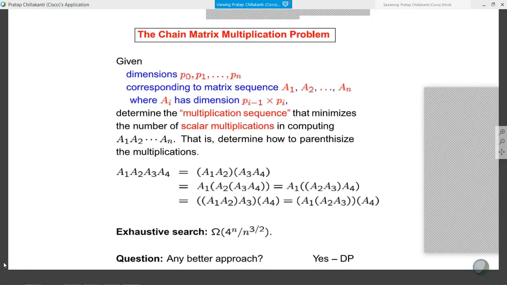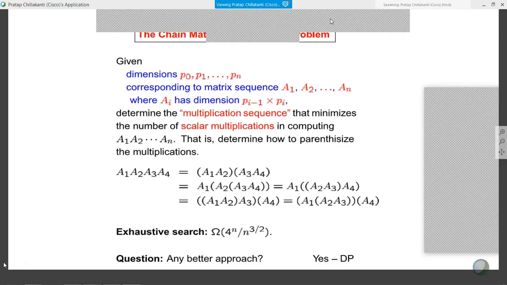The trick is how to make it better. That's where we talk about dynamic programming. DP stands for dynamic programming.